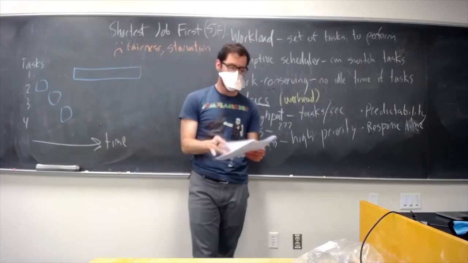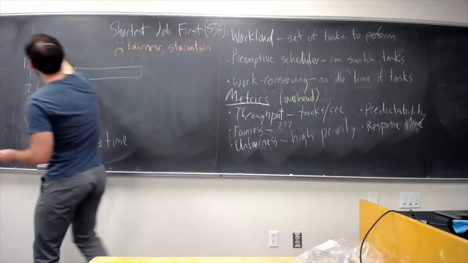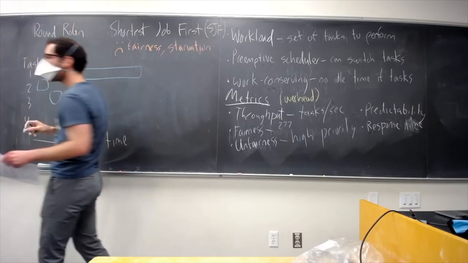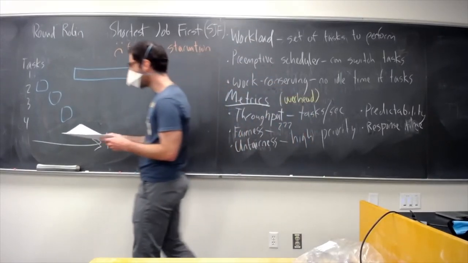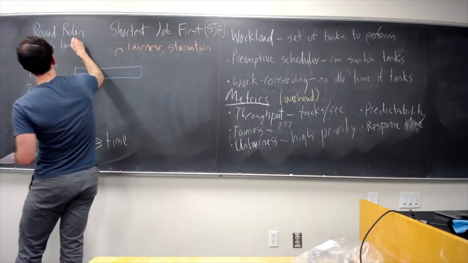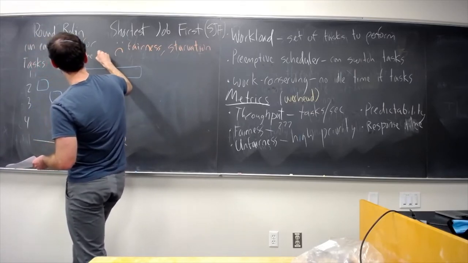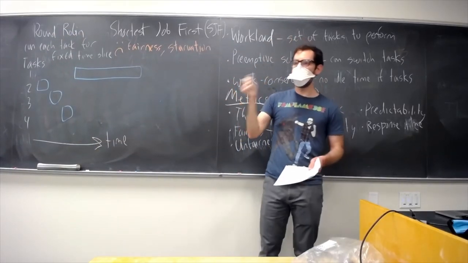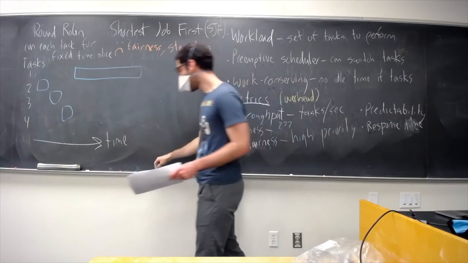So one other algorithm we should talk about is round robin, which just says run each task for a fixed amount of time. We'll often call it a time slice or a time quantum, but some fixed unit of time.